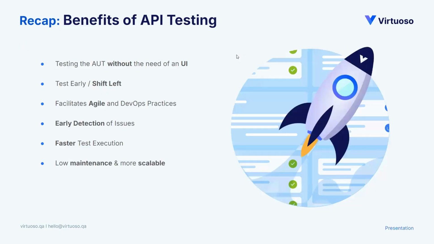Moving on to the next slide, let's recap the benefits of API testing. As you already know, API testing is generally done when the UI of some system under test is not really built. That helps us work in a better agile framework and a more shift left kind of framework, which also helps us detect early issues and do faster test execution. Also, APIs are generally really low maintenance and more scalable.